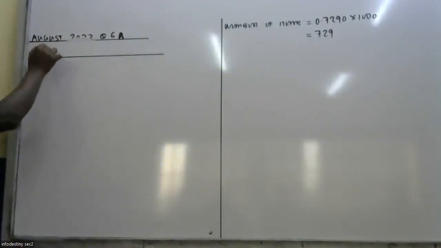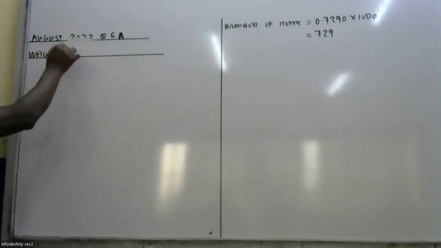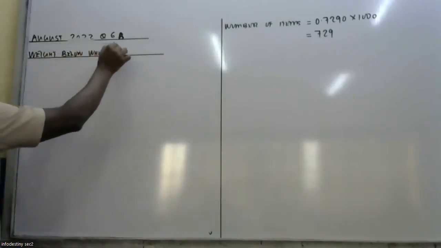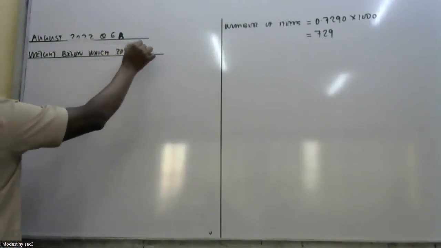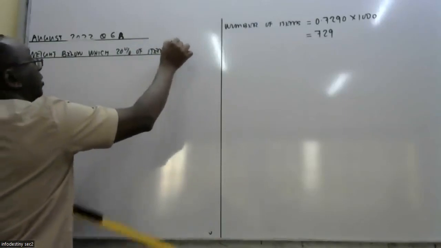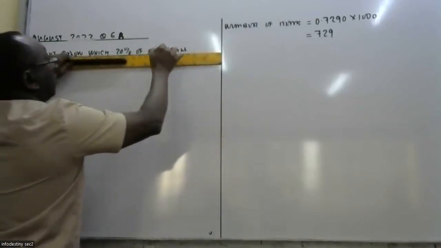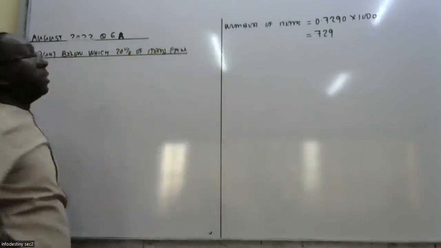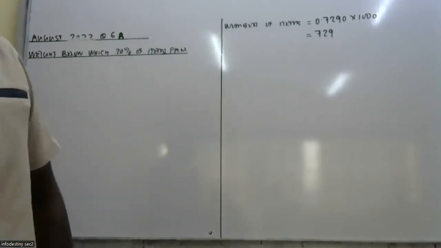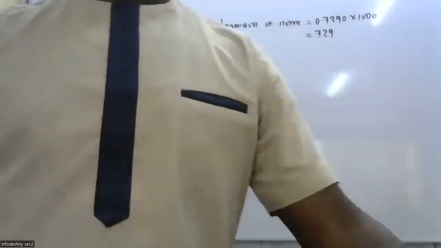So weight below which 20% of items fall. So now this is what I earlier on called the reverse.